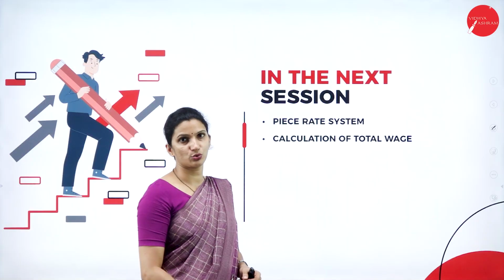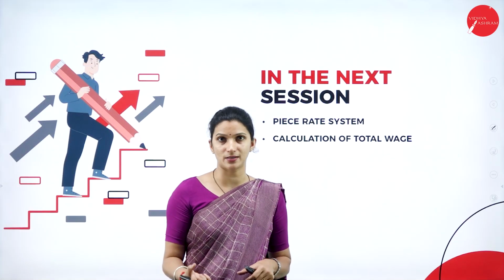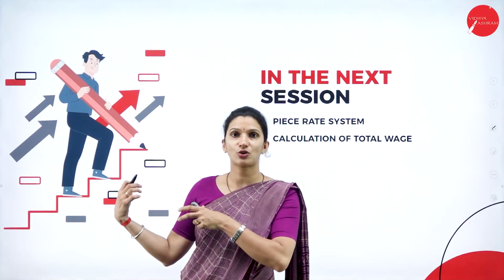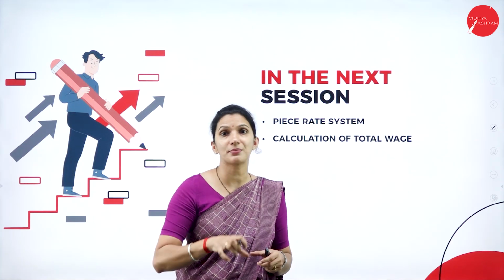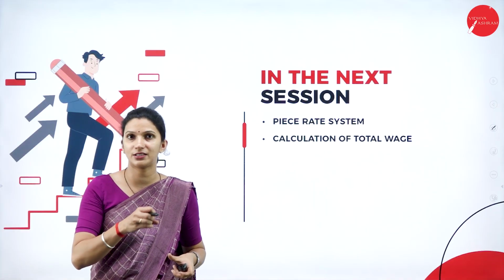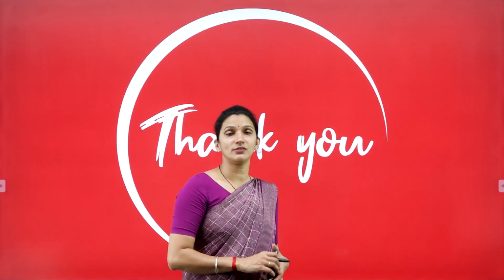So this is all about today's session. In the next session, we are going to discuss the piece rate system, where the payment is based on the number of units produced. What we have seen here is based on the hours worked, that is the time rate system. In the next session, we will discuss how to calculate wages under the piece rate system. I hope you all understood today's session, how to calculate the total wages under Halsey's and Rowan's premium plans. We'll meet in the next session. Thank you.